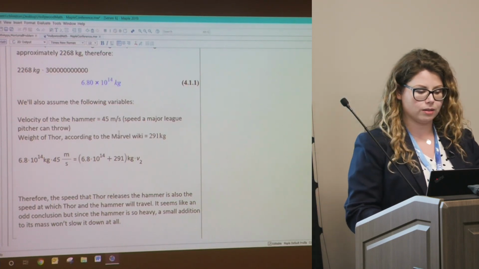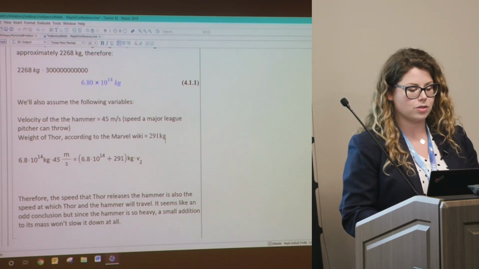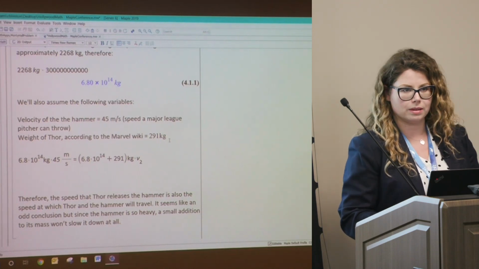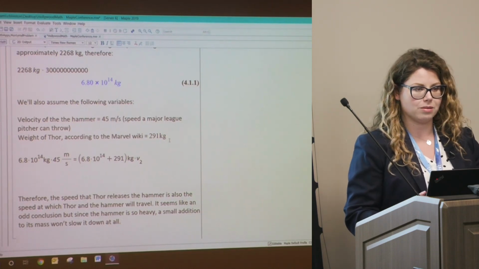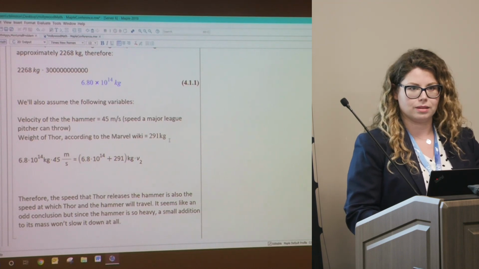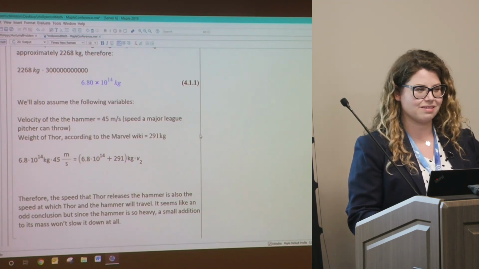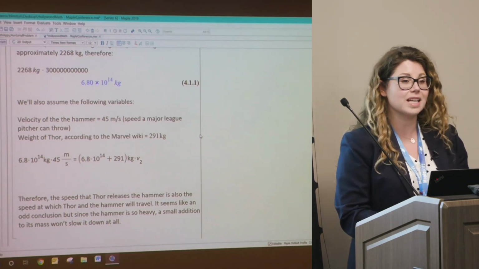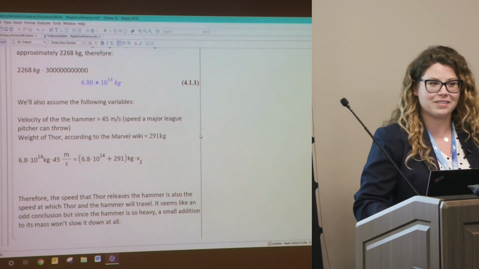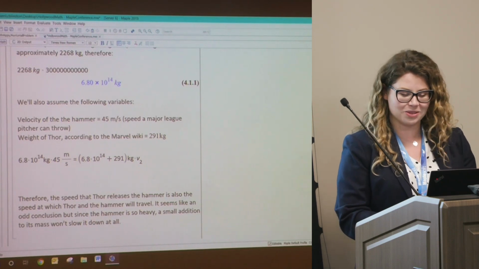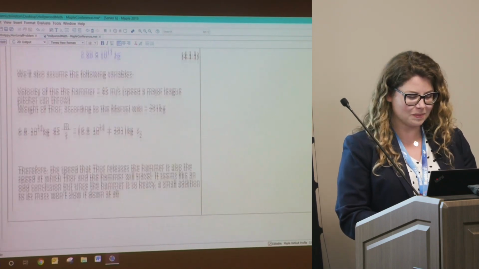The weight of Thor, according to Marvel Wiki, is 291 kilograms. For anyone looking at that in pounds, you'd probably do the conversion if able, but it's around 600 and something pounds. He's big. He's a big guy. He's pretty heavy. I would not want to get into a fight with Thor.